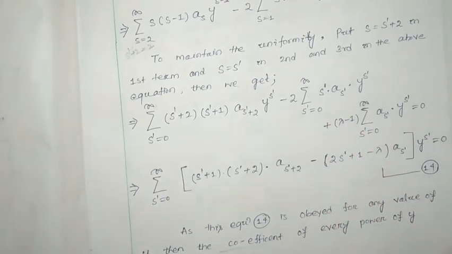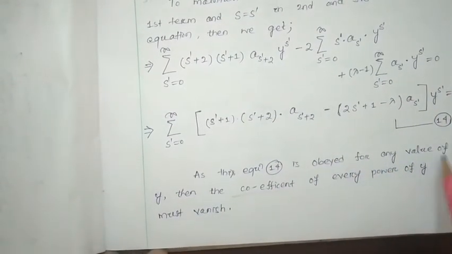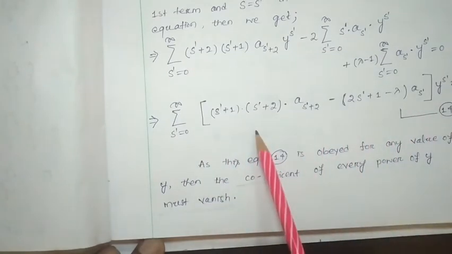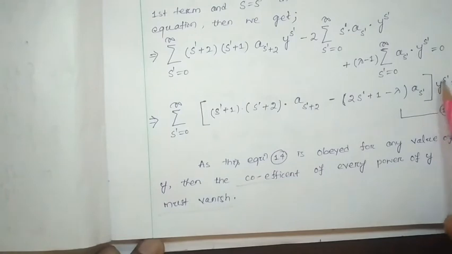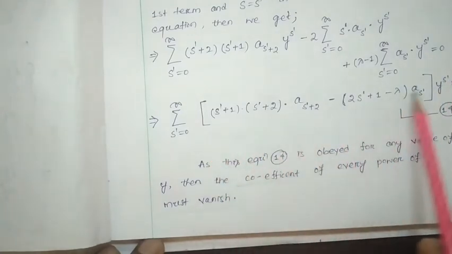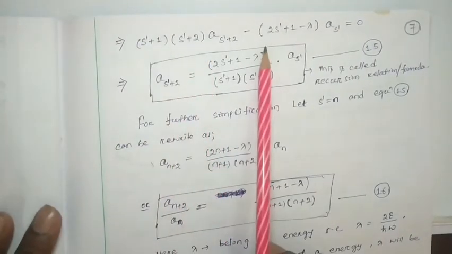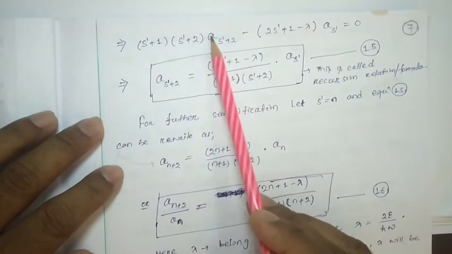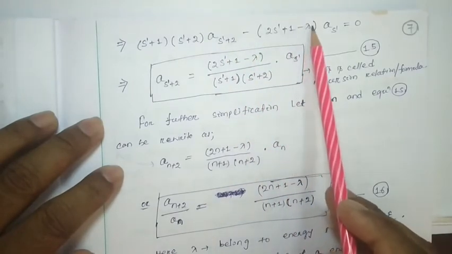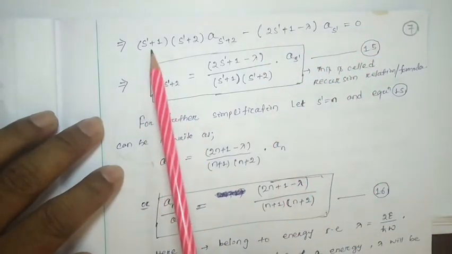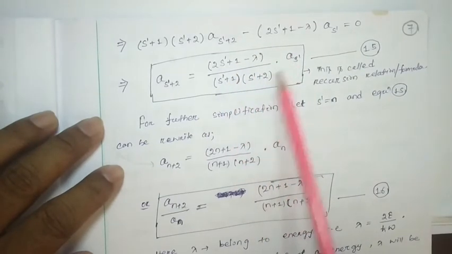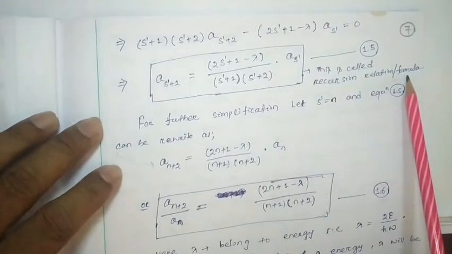This will be written as equation number 14. As equation number 14 is obeyed for any value of y, then the coefficient of every power of y must vanish. That means if this equation is satisfied, then for every s dash value this should vanish. So that implies the coefficient of equation number 14 should be 0, that is (s dash plus 1)(s dash plus 2) a subscript s dash plus 2, minus (2 s dash plus 1 minus lambda) a subscript s dash equal to 0. So it can be written as a subscript s dash plus 2 equal to (2 s dash plus 1 minus lambda) divided by (s dash plus 1)(s dash plus 2) times a subscript s dash. This is called the recursion relation or recursion formula.